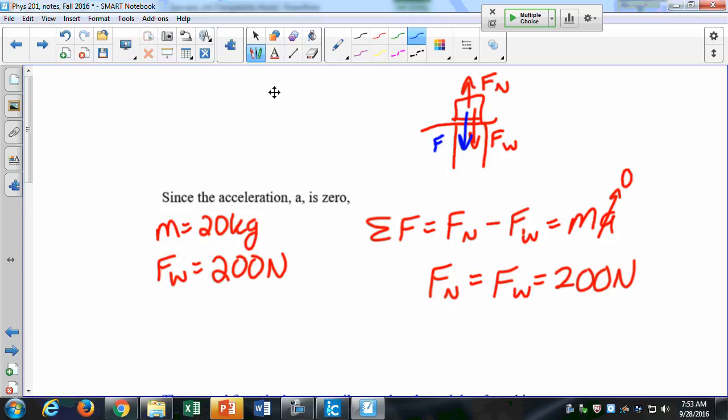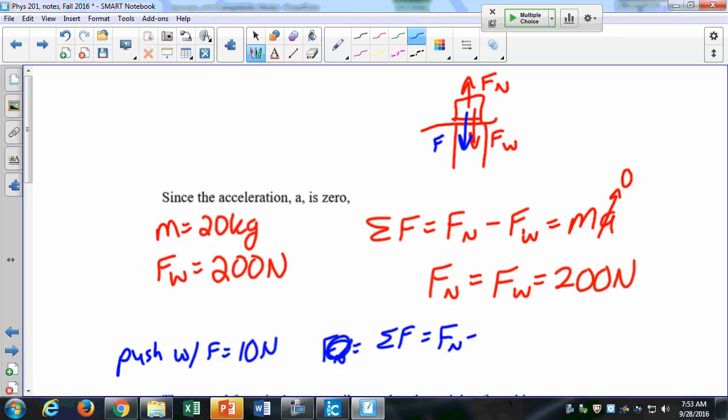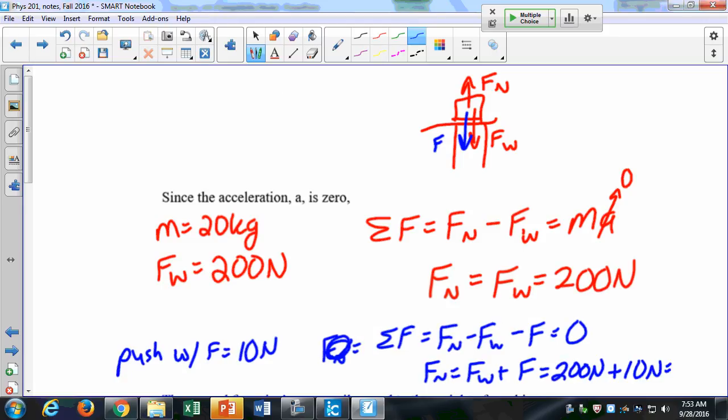So let's say, for example, that I push with F equal to 10 newtons. Then let's do the whole thing. We say the sum of the forces equals Fn minus Fw minus F. That's equal to 0. So my normal force is equal to Fw plus F, which would be 200 newtons plus 10 newtons, or 210 newtons. Okay? So I can increase my normal force just by pushing down like this, or increasing the mass of the object.